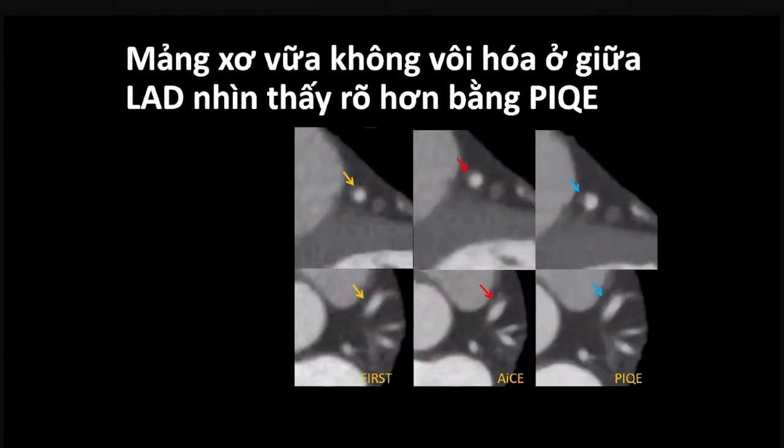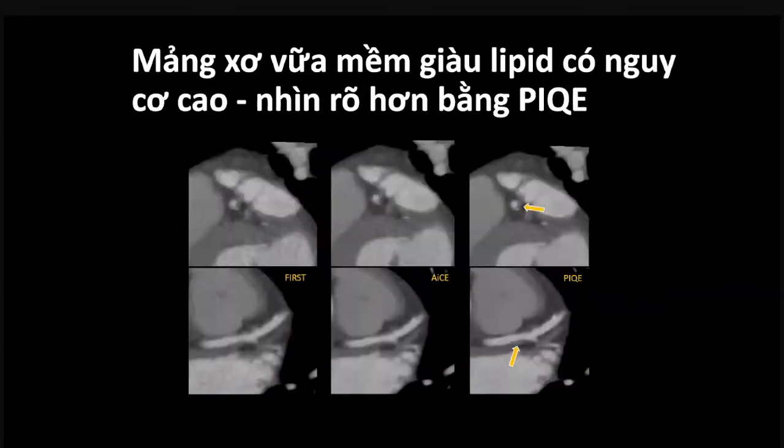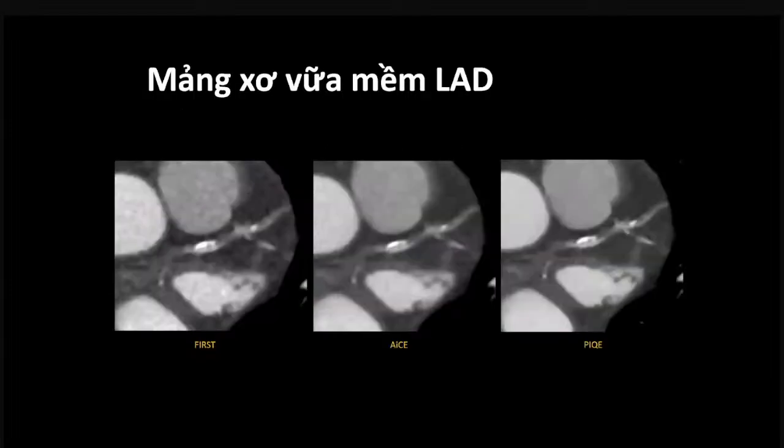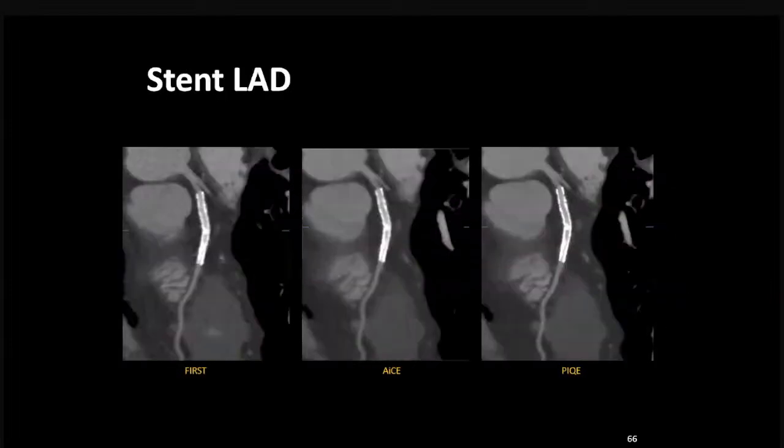So here's an example. You can see plaque much better in the mid LAD with PEEK. Here's soft plaque with lipid-rich high-risk plaque associated, which is also better seen with PEEK. Here's a mixed plaque, and you can see the image quality is much better. Here's a stent, and the stent lumen is still difficult to see, but the image quality looks better.